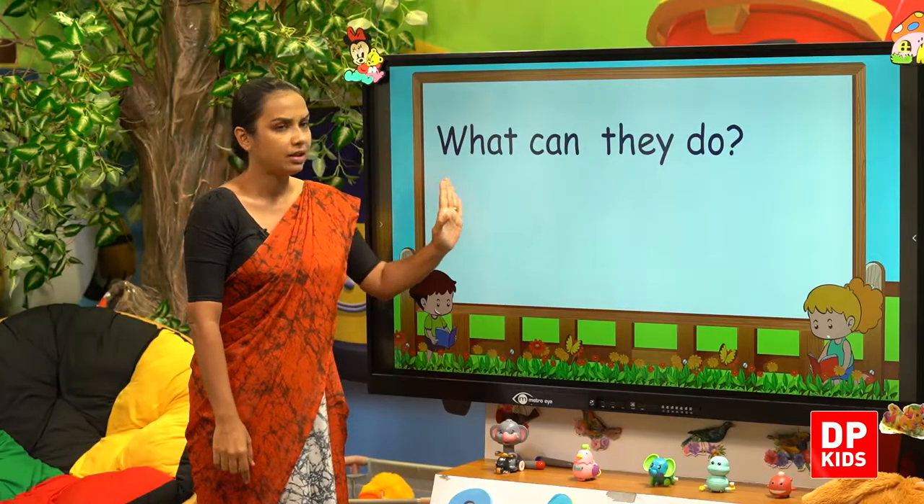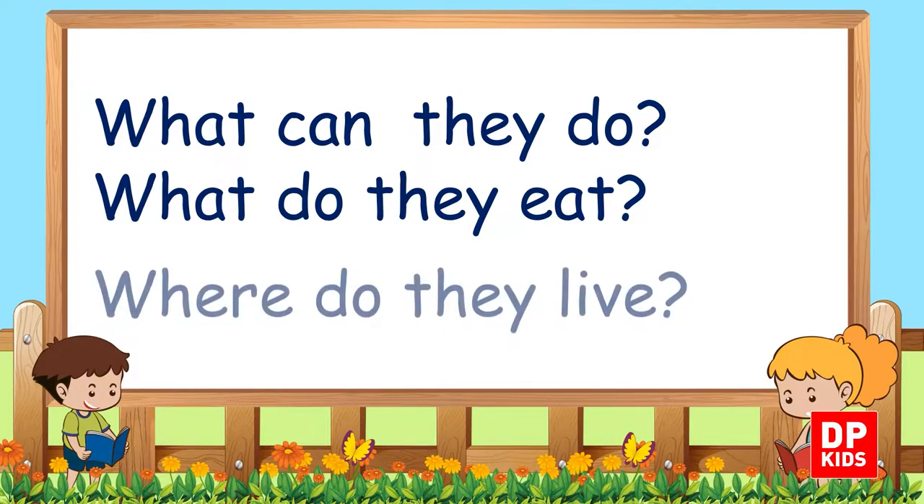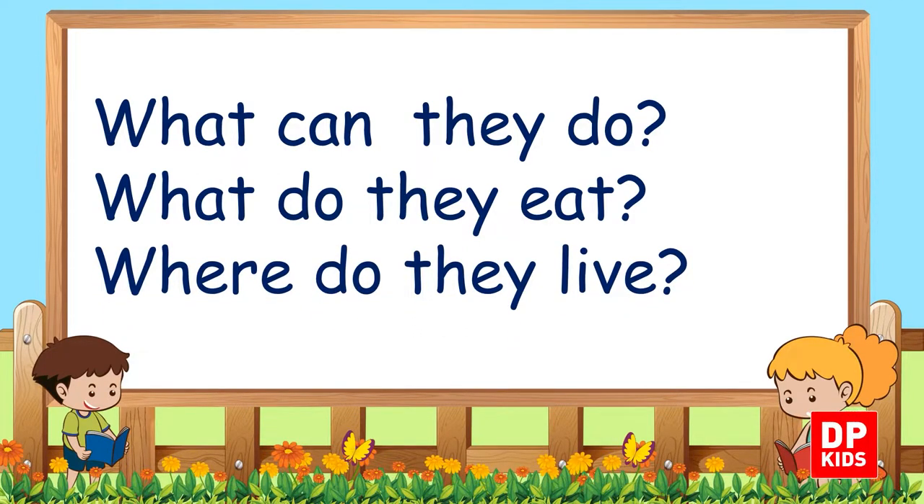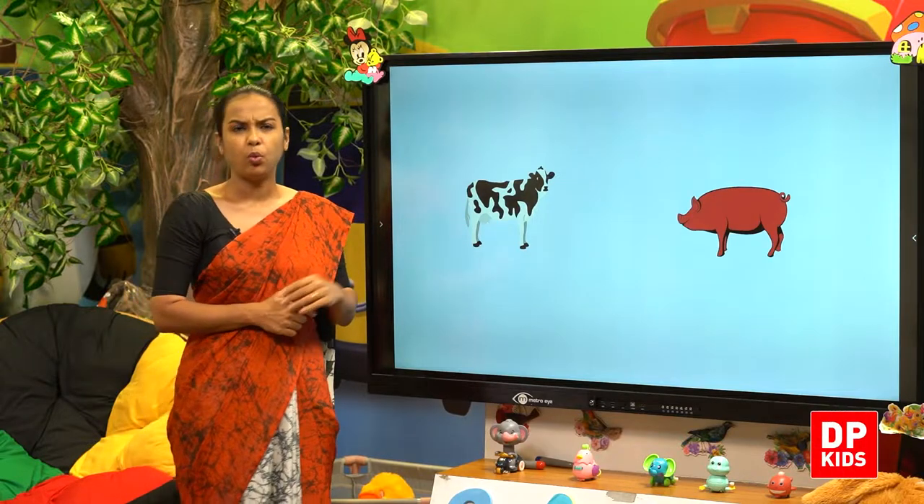Okay. What can they do? Then what do they eat? And then where do they live? Right. So let's check on the farm animals. First the cow and there is a pig. What can the cow do?